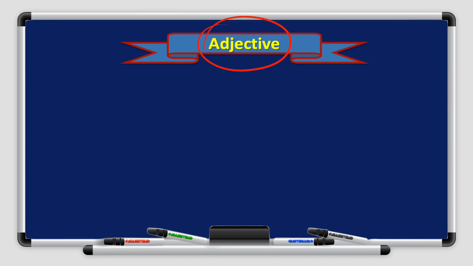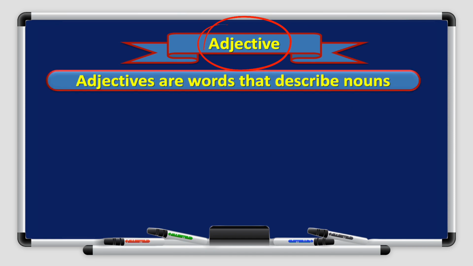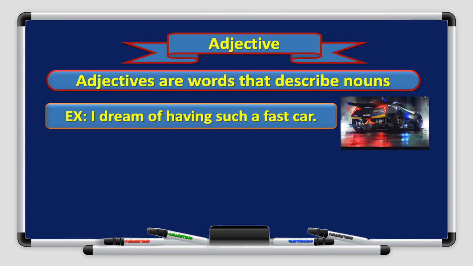Moving on to adjectives. What are adjectives? Adjectives are words that describe nouns. Let's take this example. I dream of having such a fast car. Now, in order to identify the adjective in this sentence, we need to first locate the noun. Where is the noun in this sentence? Car. Good. Now, how is the car being described? It is being described as fast, and that's our adjective here.